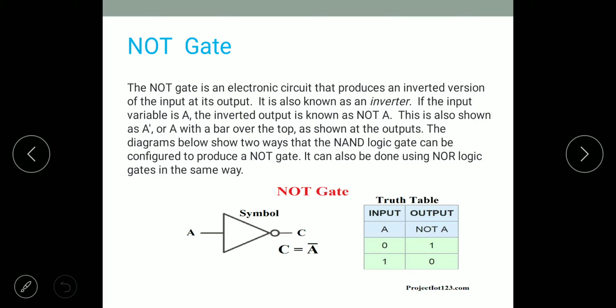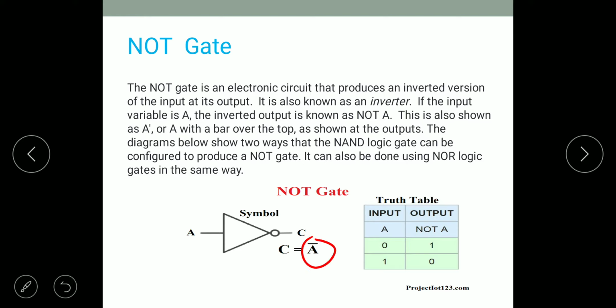Now the next gate is a NOT gate. The NOT gate is an electronic circuit that produces an inverted version of the input at its output. It is also known as an inverter. If the input variable is A, the inverted output is known as not A. This is also shown as A dash or A with a bar over the top. That is nothing but like this.